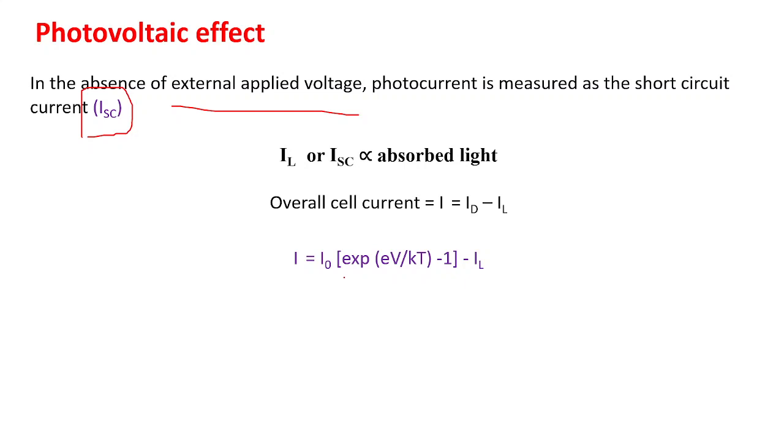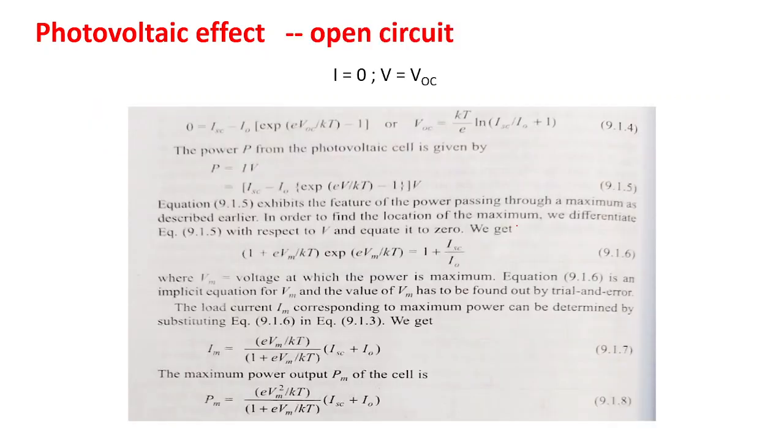There are two different formulas to calculate the overall cell current. Whenever we calculate the overall cell current, we first check if there is an external applied voltage, if there is any battery. For that the formula will be this, and for the other case where there is no external applied voltage, the formula will be slightly different. I won't go through this part in depth.